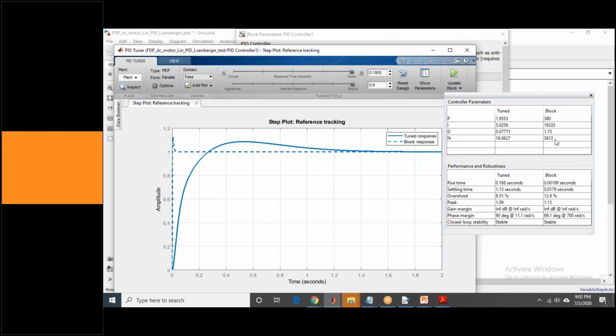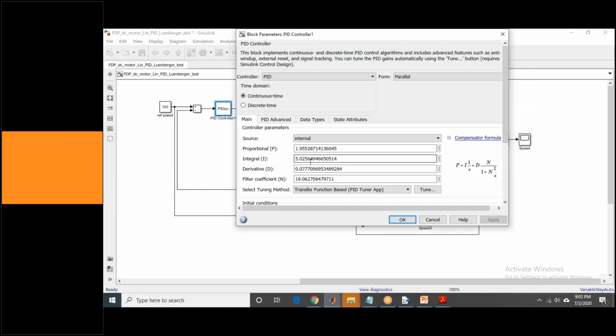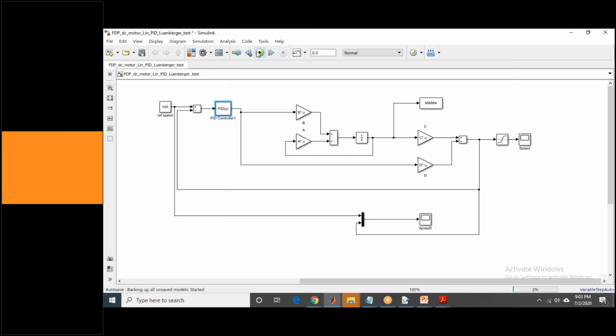Now, how to use these PID values: you don't have to manually set up this PID block. Remember, you can see that the KP value is 1.9553. You just update this block, and as soon as you update it, all the values in this PID block will automatically change.